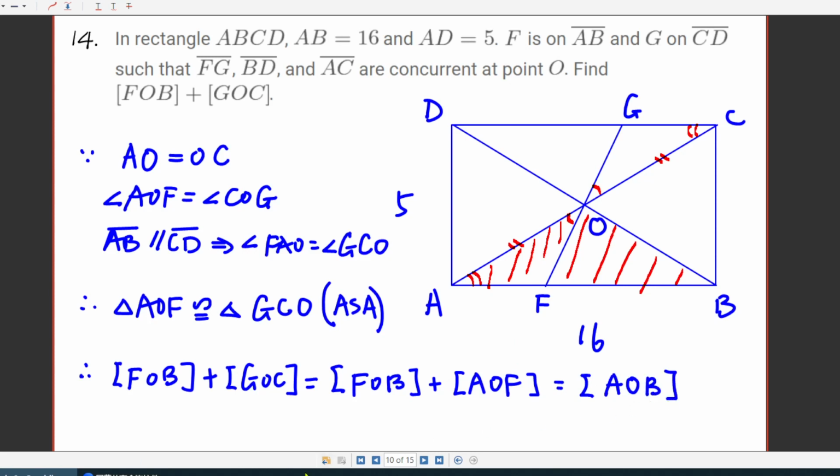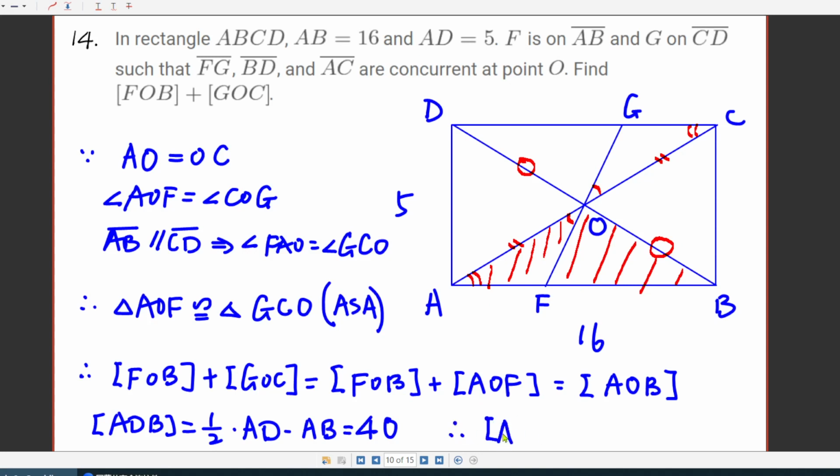And we know that right triangle ADB has area 1/2 of AD times AB, which is 40, right? And we also know that AO is a median in triangle ABD, right? Because this side equals this side. Then we know the area of AOB should equal 1/2 of the area of triangle ABD, which is 20, right?